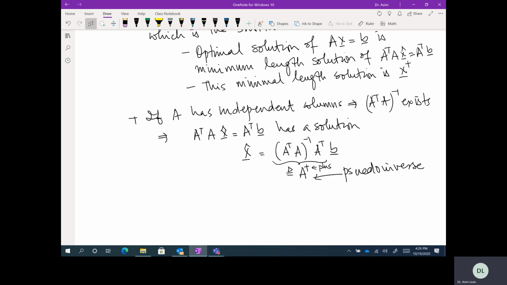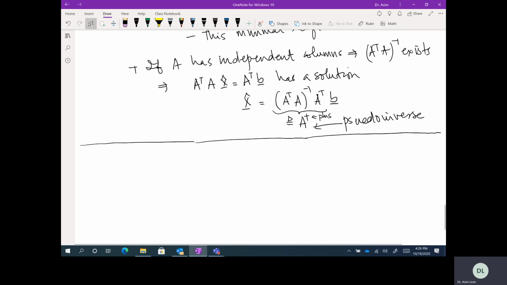And let's compute and see. So let's do some examples and see what this X hat is equal to. X plus, I'm sorry, or X hat or X plus, whatever we want to call this. So let's say A equals, this is a tall matrix, 1, 1, 1, 2, 1, 3.